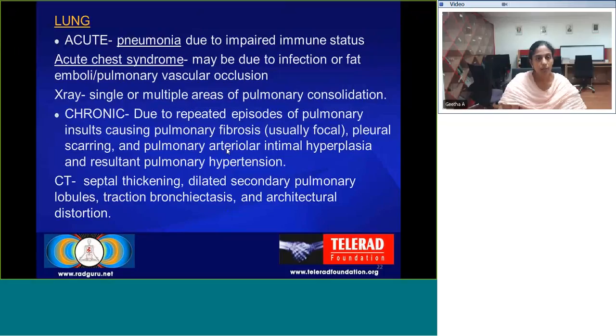Chronic findings include changes which are due to repeated episodes of pulmonary insults causing pulmonary fibrosis, which is usually focal, pleural scarring, and pulmonary arteriolar intimal hyperplasia, resulting in pulmonary hypertension. So CT shows septal thickening, dilated secondary pulmonary lobules, traction bronchiectasis, and architectural distortion.